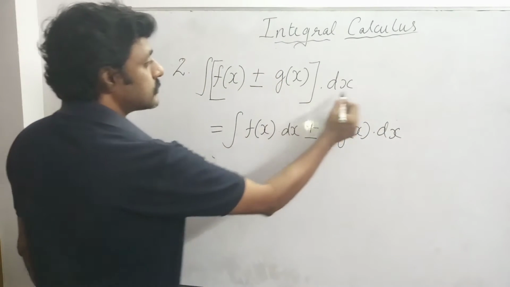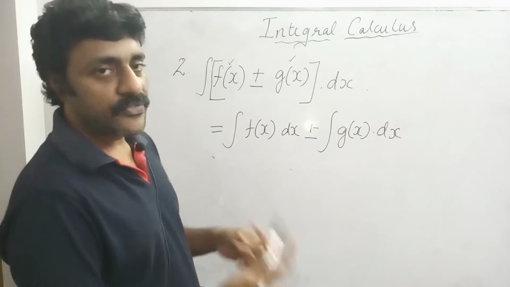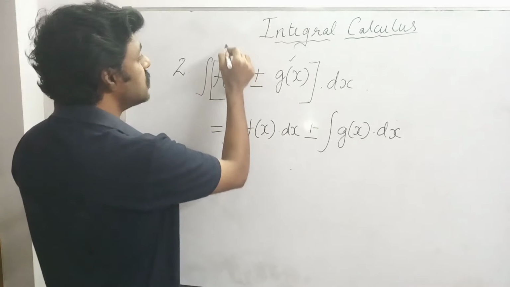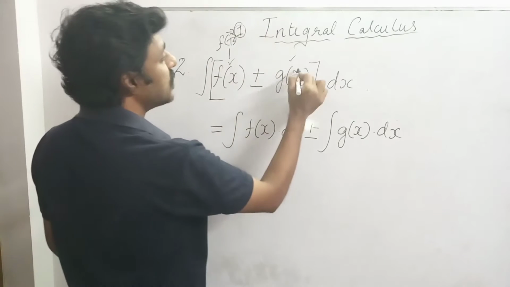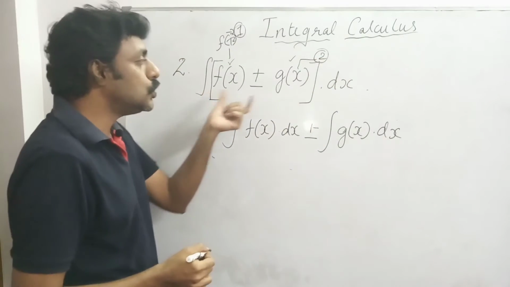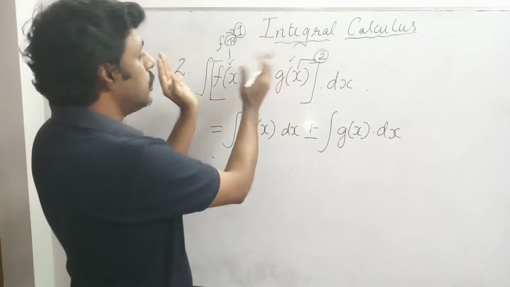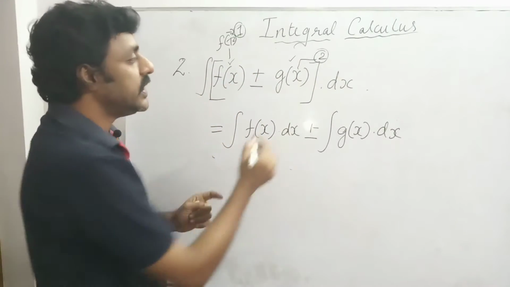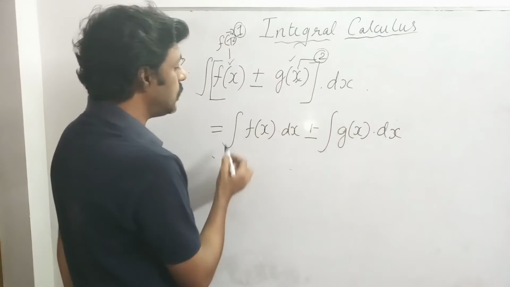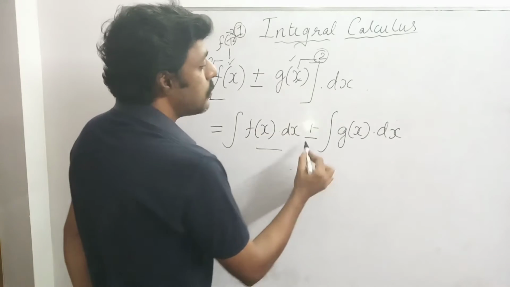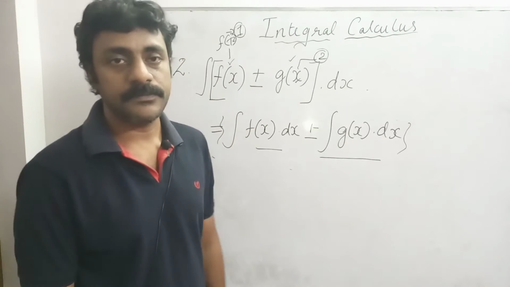So here f of x and g of x are two different functions. Let it be function number 1, let it be function number 2. These are the two different functions called f of x and g of x. We are going to integrate with respect to the variable x. So the integral of f of x plus or minus g of x into dx will be the integral of f of x into dx plus or minus the integral of g of x into dx. These are the two properties.